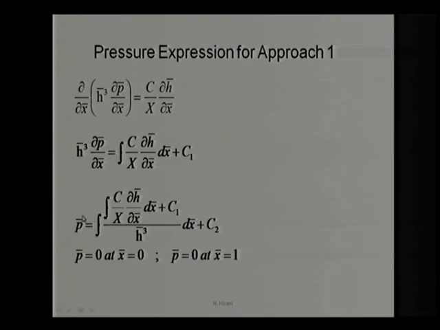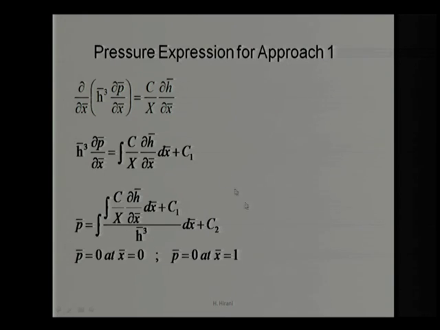To find these values, we have pressure boundary conditions. The pressure boundary condition is a zero value: P bar is equal to 0 at x bar equal to 0. That means at the entrance the pressure is 0. Similarly, the pressure at the exit will also be 0. So, we have pressure equal to 0 at x bar equal to 0, and pressure equal to 0 at x bar equal to 1.